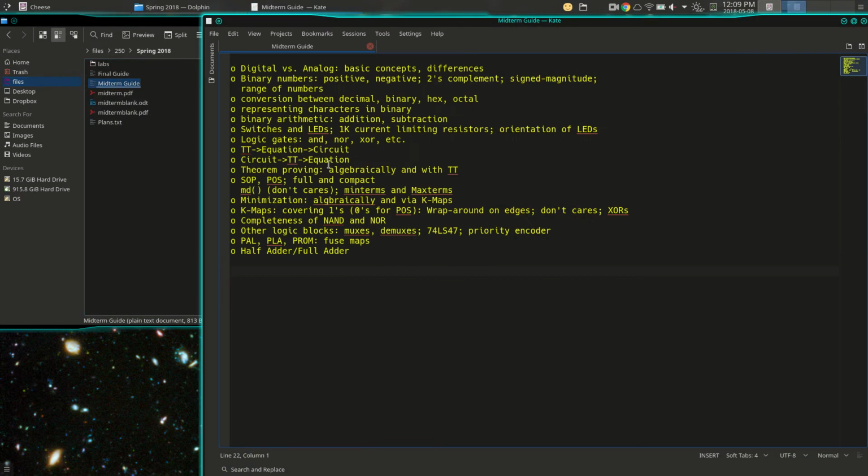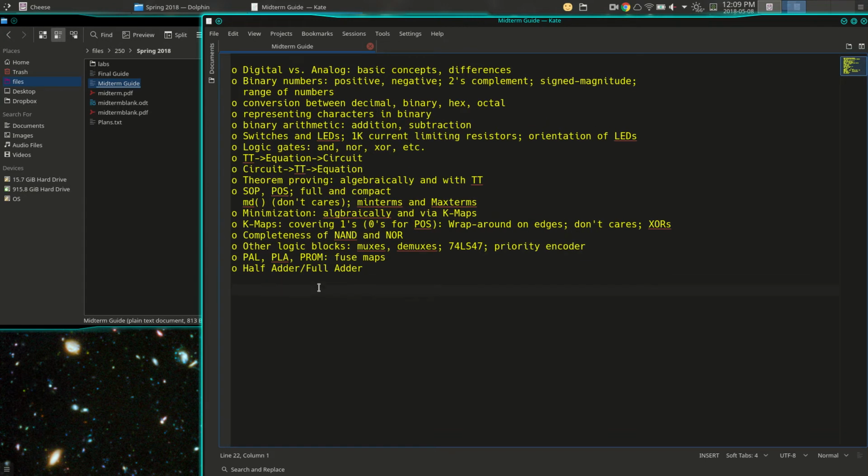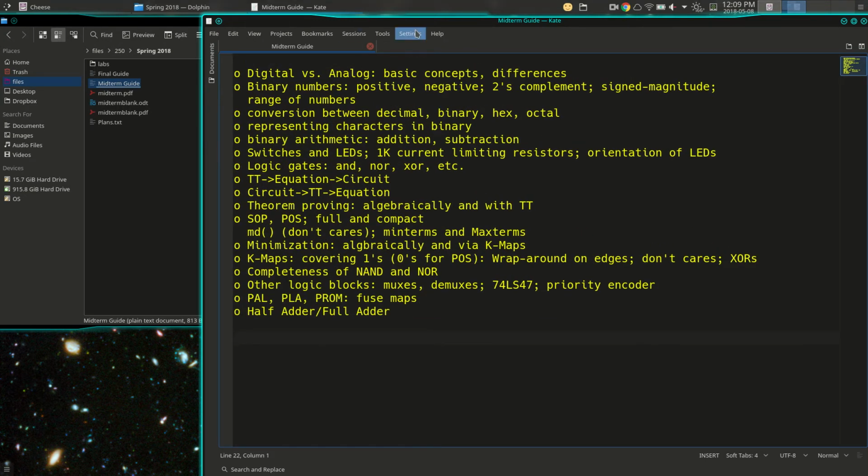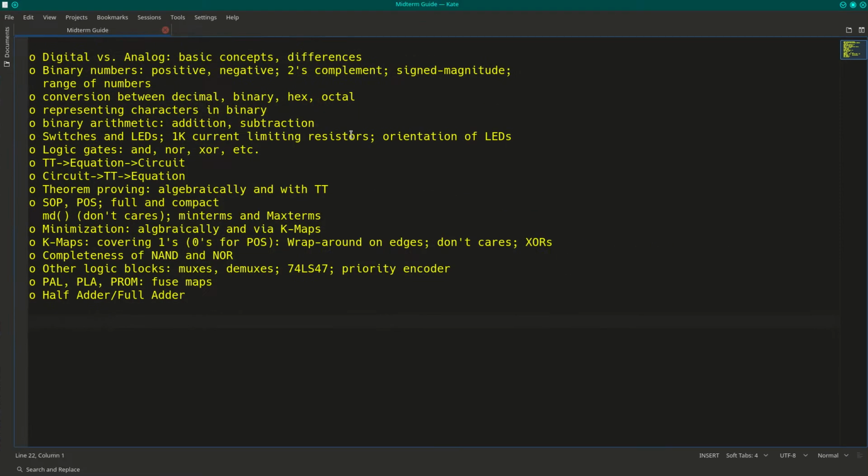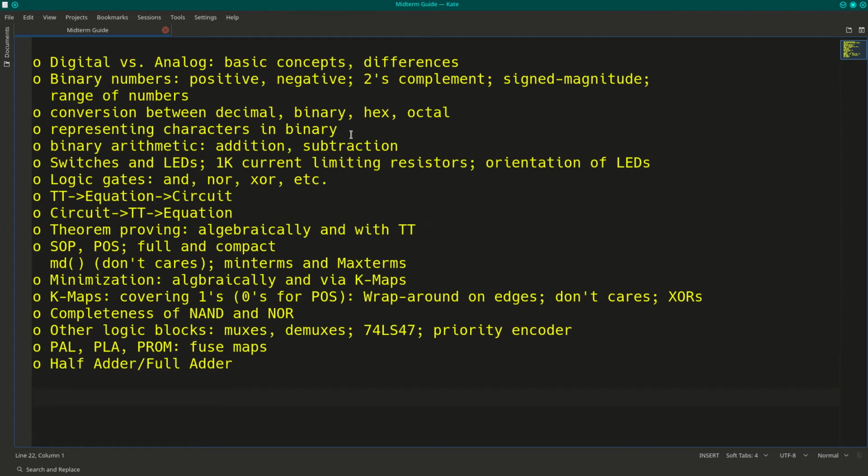So I posted this on Canvas already. This was a general list of topics. And this is just basically what we've been doing, right? So the idea of digital versus analog, right? So ones and zeros, 2 voltage levels, high and low, and so on.